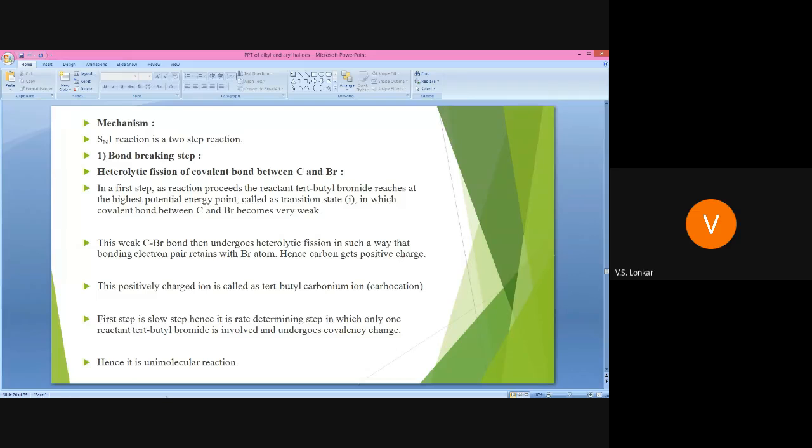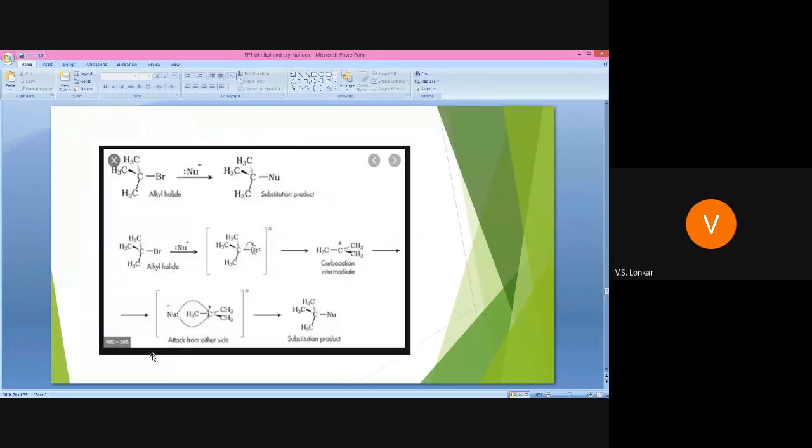Then see, the first step is the slow step. Hence, it is the rate determining step, in which only one reactant, that is tertiary butyl bromide, is involved and undergoes covalency change. Therefore, it is known as a unimolecular reaction. See, this is the reaction. In the first step, only one reactant is involved, that is the tertiary butyl bromide. It reaches the highest energy point, then the bond between carbon and bromine becomes weak and is broken down. And the first step is the rate determining step.